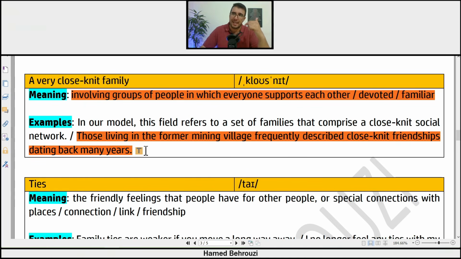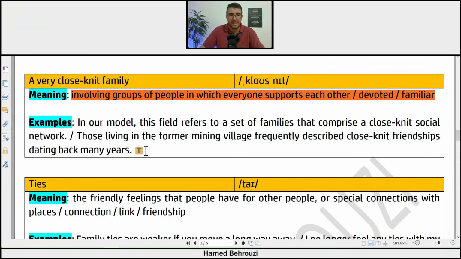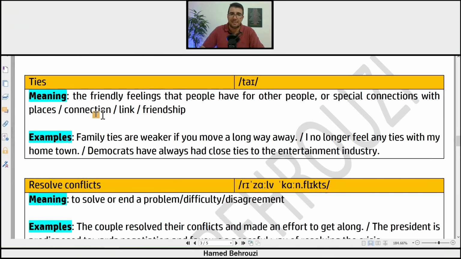Close-knit friendships, like friendships that were always supportive. That's it. The next word is ties, like family ties. Ties are like connections, the friendly feelings that people have for other people, or special connections with places. That's ties: connections, link, and friendship. Those are the meanings of ties.